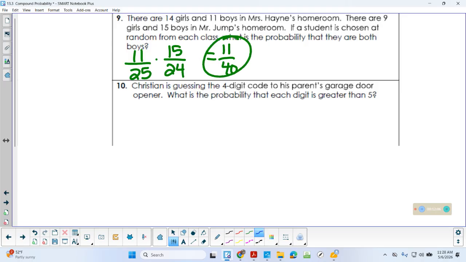All right, final one of these guys. Why are we guessing on these things? Okay, Christian is guessing the 4-digit code to his parents' garage door. Sounds a little sus if you ask me. What's the probability each digit is greater than 5?